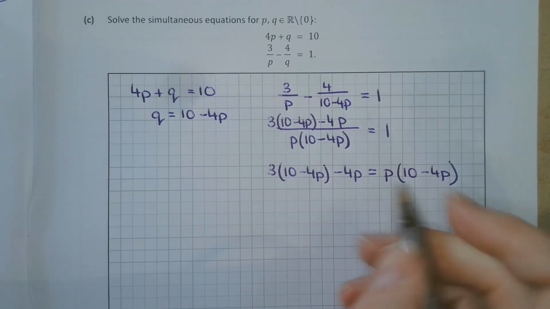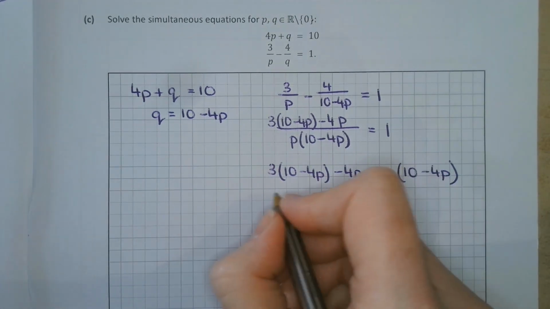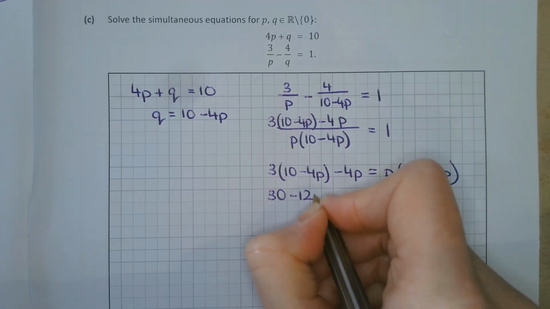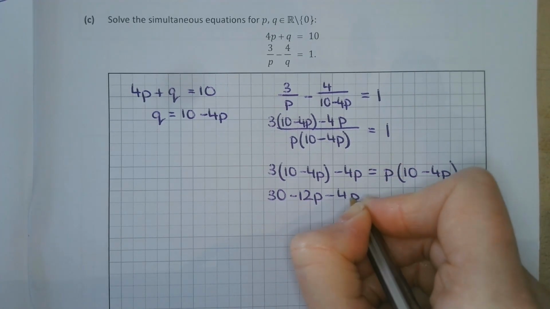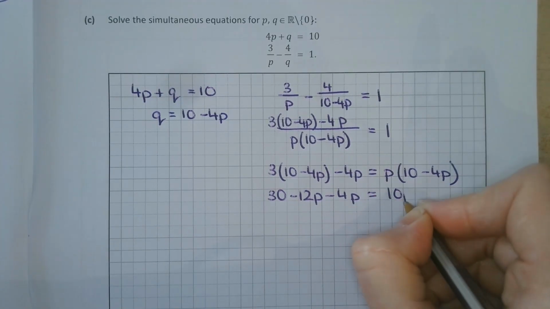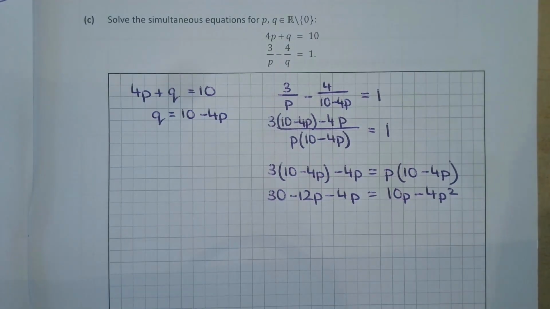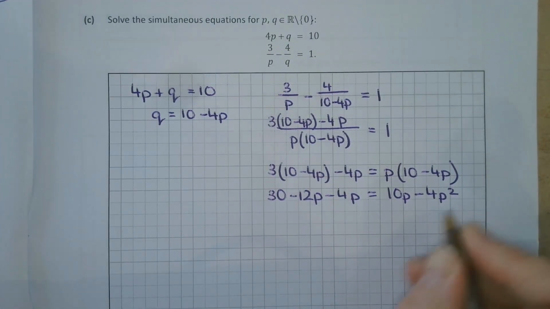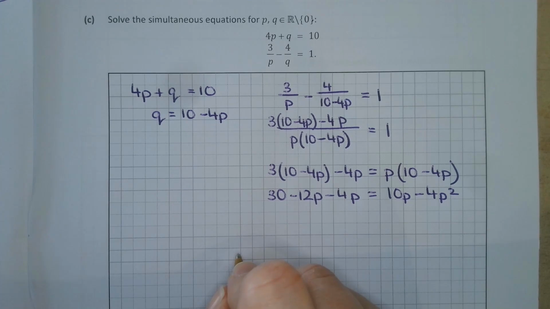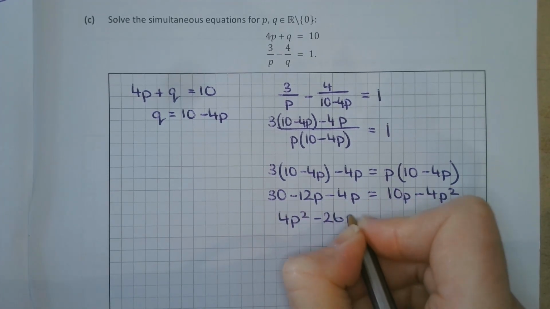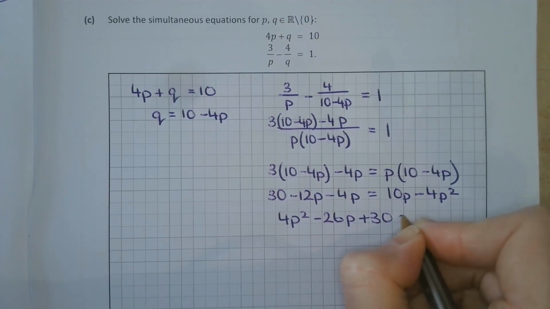And what we can do then is multiply that out. You could have done that before now, but we can multiply it out now. So we get 30 minus 12p minus 4p on the left-hand side. On the right-hand side, 10p minus 4p squared. We need to bring that all to one side. We're going to make it into a quadratic equation that we're going to solve. So we'll get 4p squared minus 26p plus 30 equals 0.